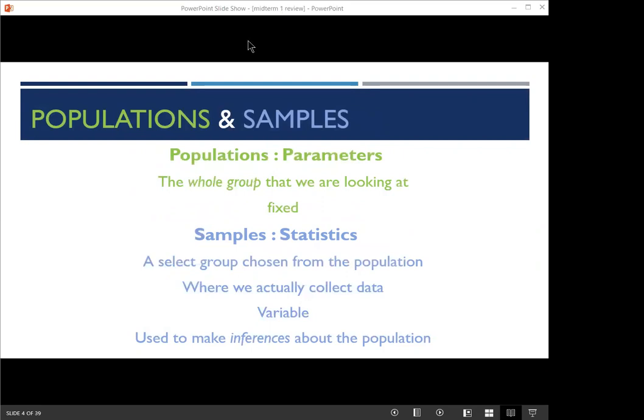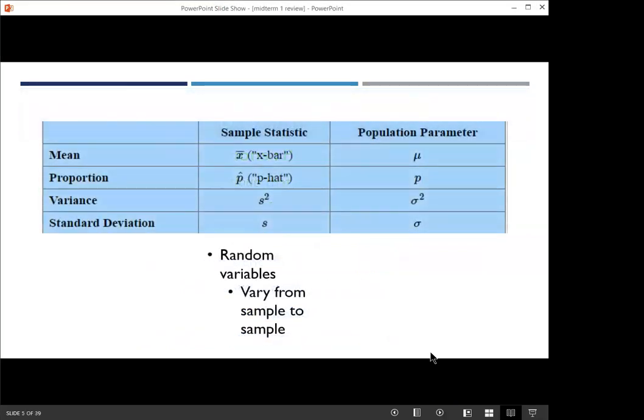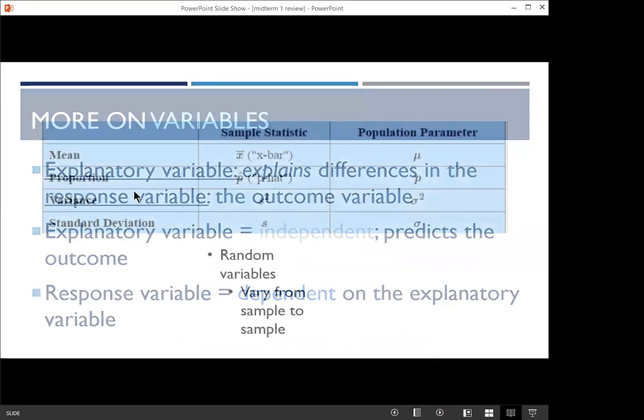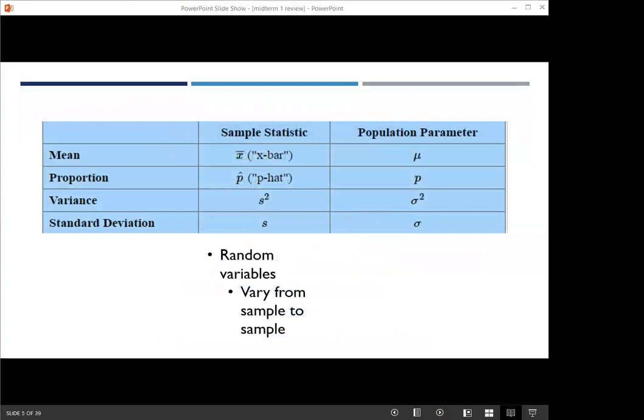So we make inferences about the population through samples, and how we measure populations are called parameters. We measure samples through statistics such as X bar as the mean and P hat as the proportion, and parameters such as mu for the mean and P for the proportion, as shown there as well. For variance, we see S squared for the sample statistic and sigma squared for the parameter, which is similar to standard deviation, except we don't square those.